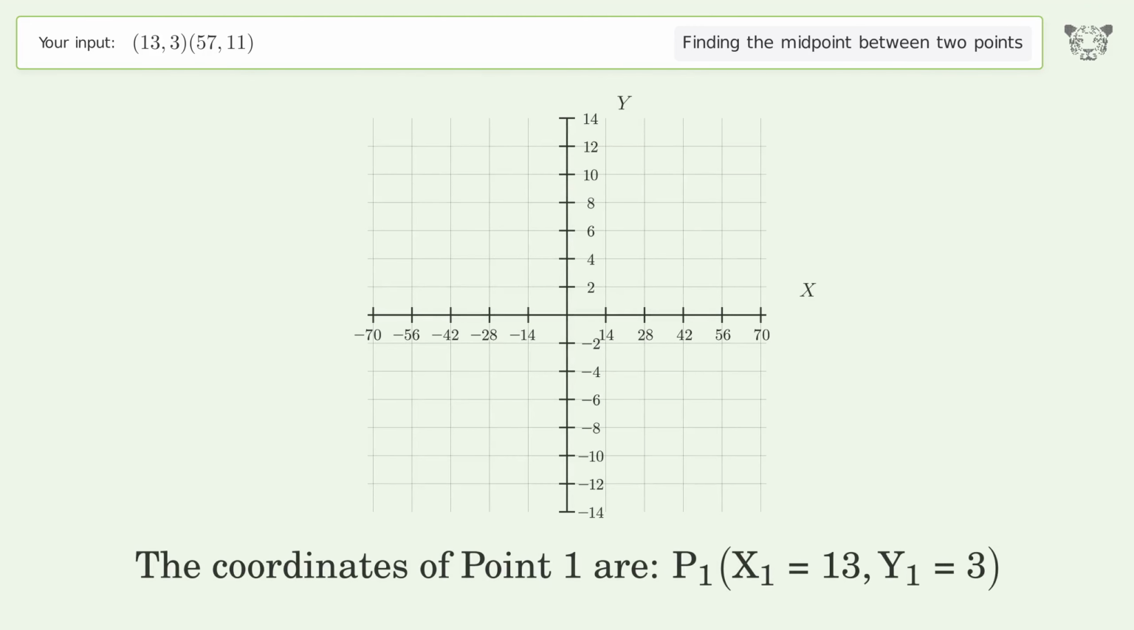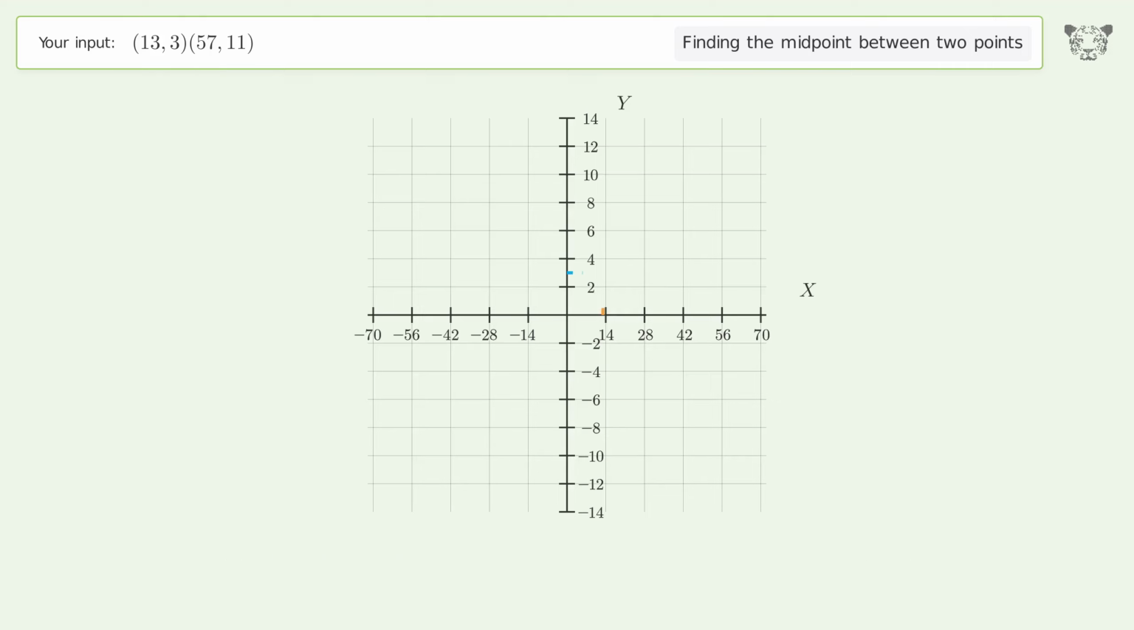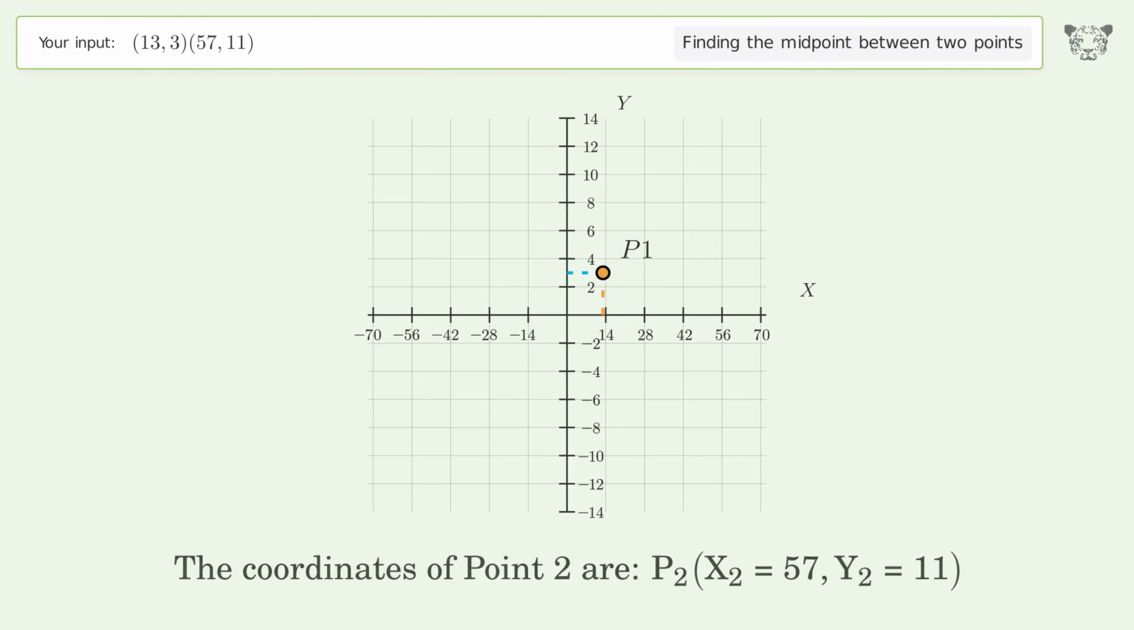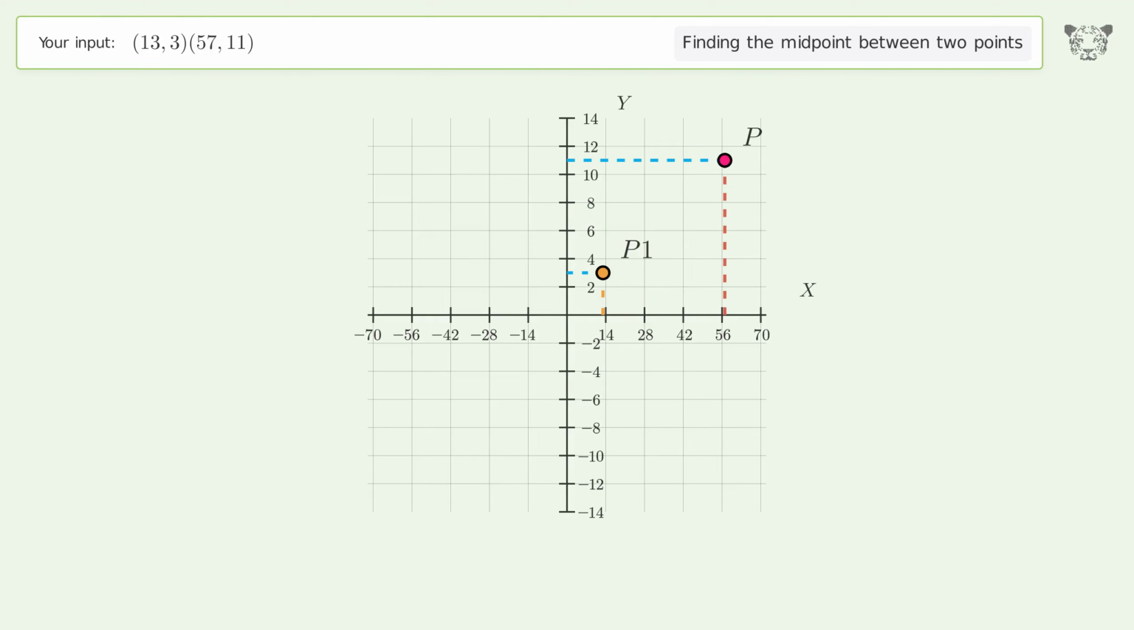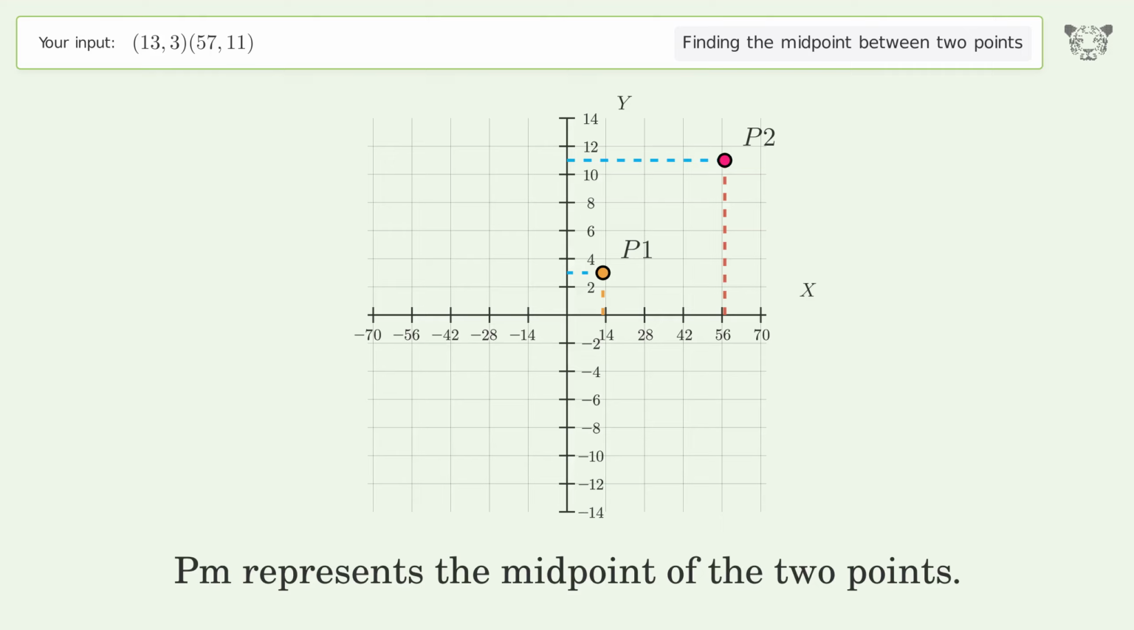The coordinates of point 1 are x1 equals 13, y1 equals 3. The coordinates of point 2 are x2 equals 57, y2 equals 11. PM represents the midpoint of the 2 points.